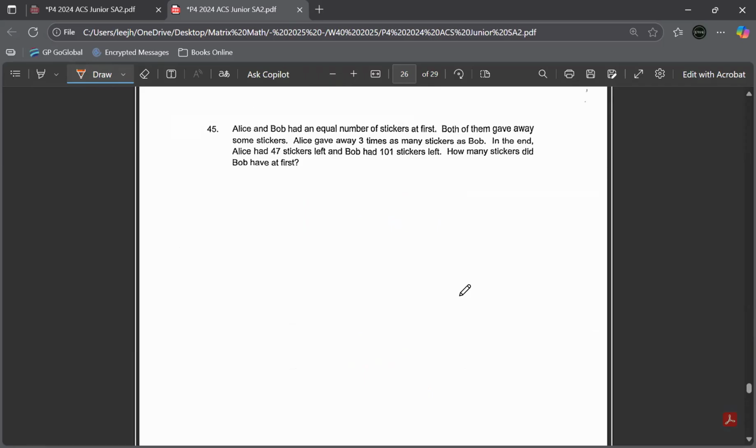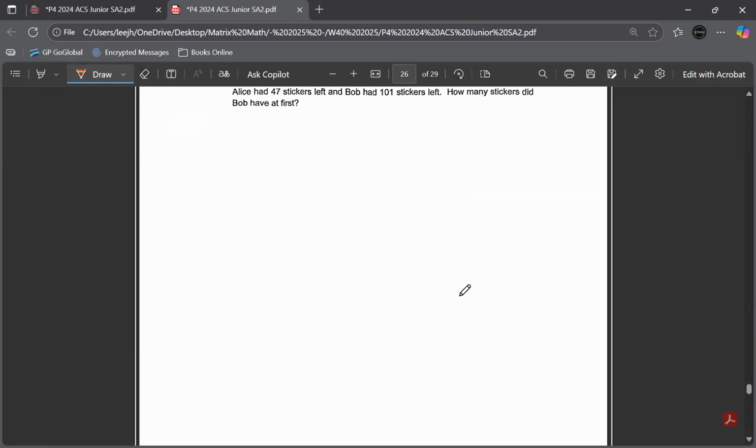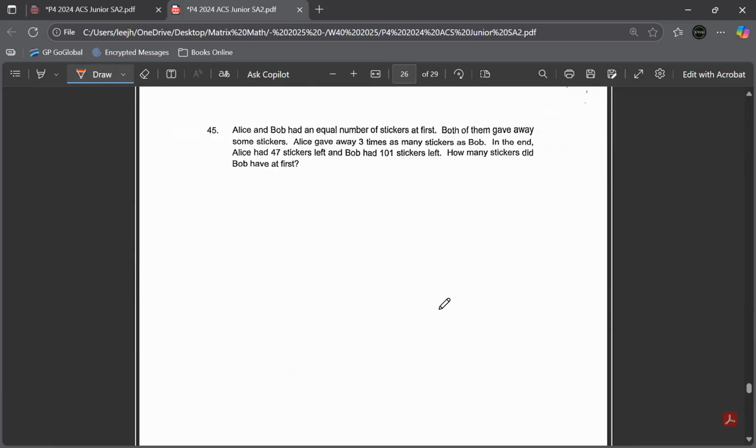Last one. I think this is the last question. Yeah. Then got the end of the video. Okay. So question 45. Alice and Bob have an equal number of stickers at first. Both of them gave away some. Then Alice gave away 3 times as many stickers as Bob. In the end, Alice had 47 left and Bob had 101 left. How many stickers did Bob have at first?